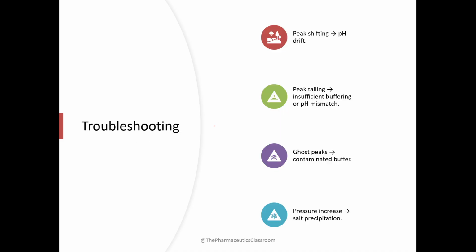These are troubleshooting tips. If you are getting peak shifting, there may be a pH drift in your mobile phase. If you are facing peak tailing, it could be due to insufficient buffering or pH mismatch. If you are getting a ghost peak, your buffer is getting contaminated. And if you are getting higher column back pressure, like 300 bar or 400 bar, that could be due to salt precipitation in the column and tubing.